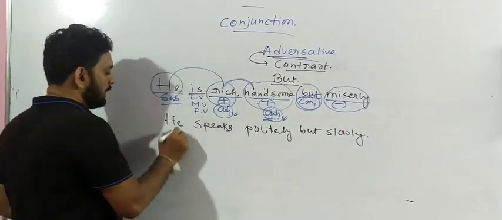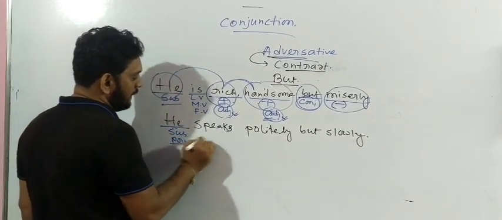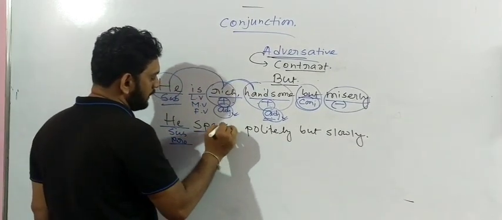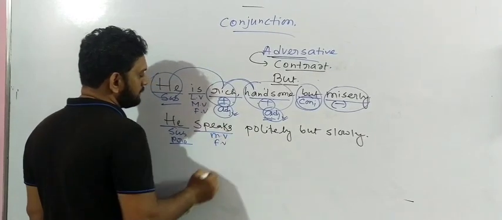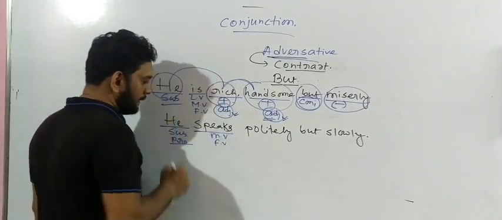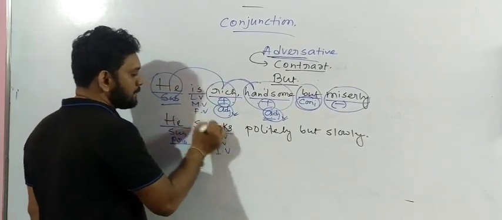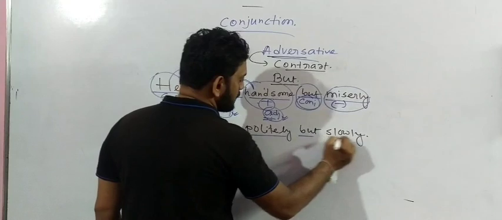You can see he is the subject and the subject is a pronoun, and speaks is the main verb, which is also known as a finite verb. Yes or no? He speaks, which is also known as an intransitive verb. He speaks politely but slowly.